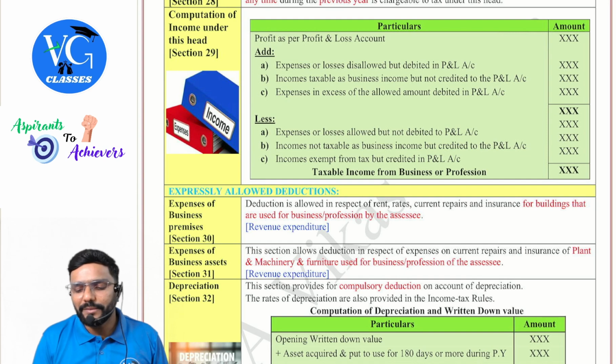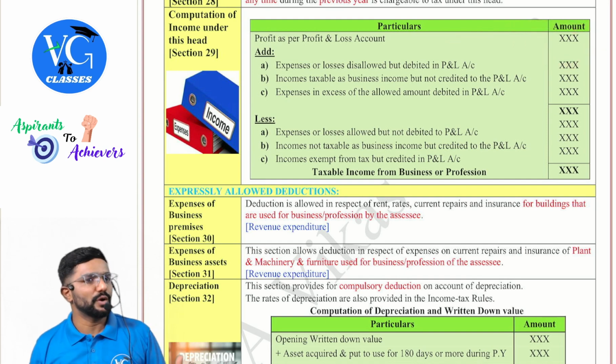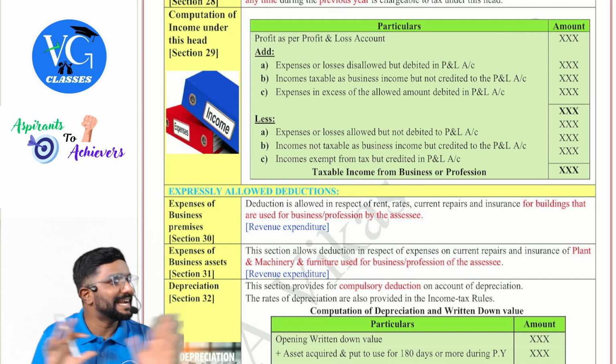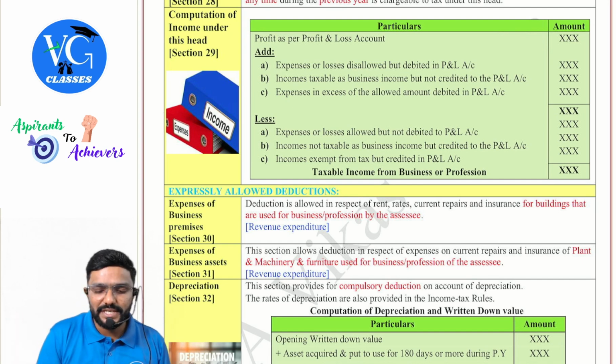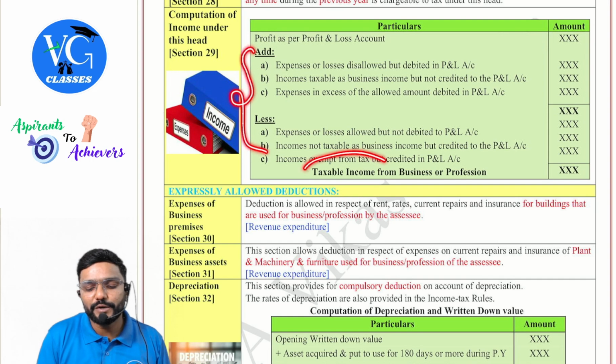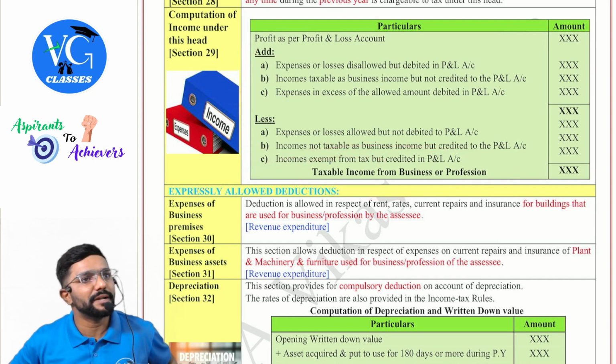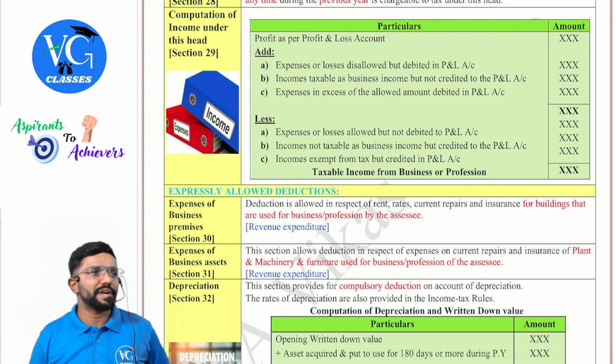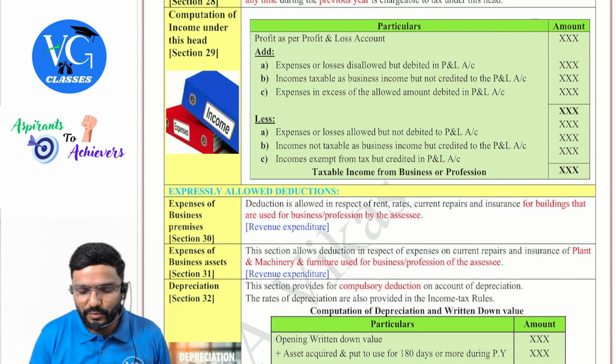Okay, sir. Whatever profit is derived in accounts as per P&L account, we will take it as a base. But we are not blindly accepting it. We will make certain adjustments for that in order to derive what is the income under the head PGBP in taxation. Okay, sir. What are those adjustments one by one?